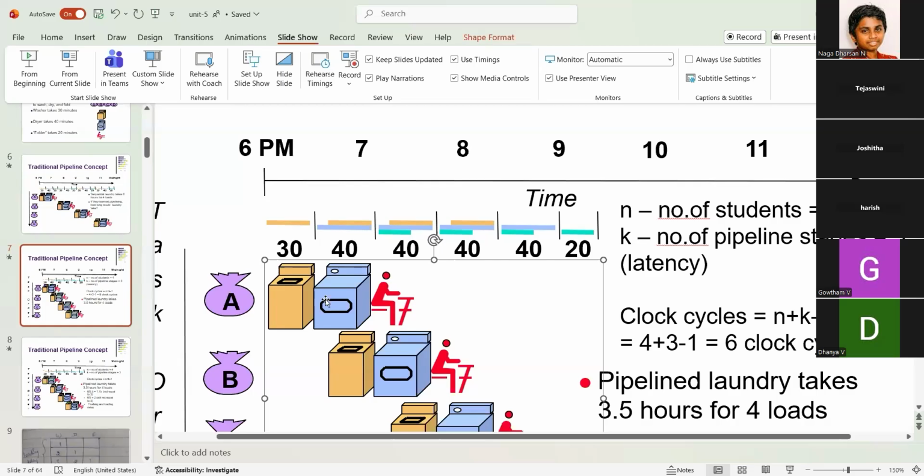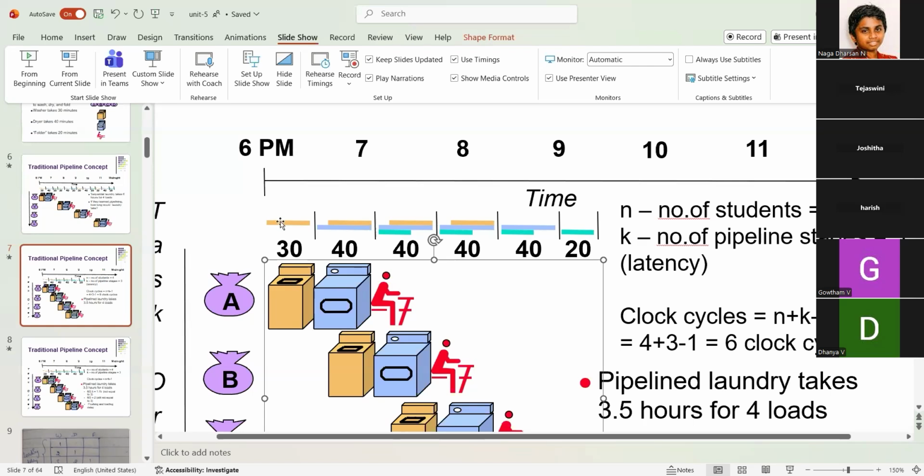So now that this takes 40 minutes, even though the second person is done in just 30 minutes, they still have to wait for 10 more minutes before sending into the drying unit. So there is some amount of delay. What can we essentially do in that case?